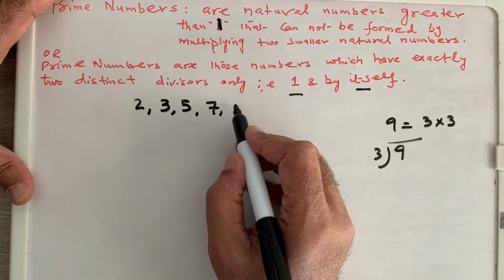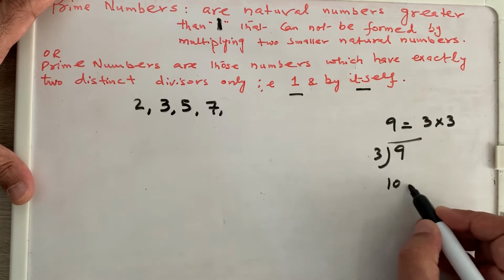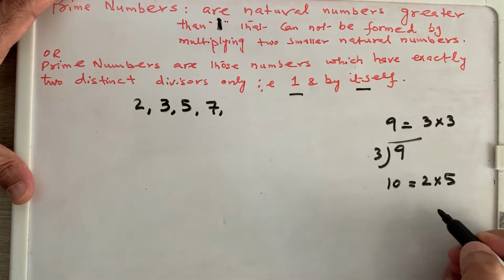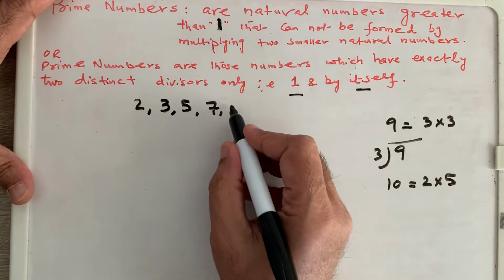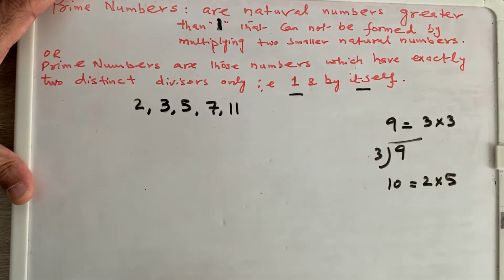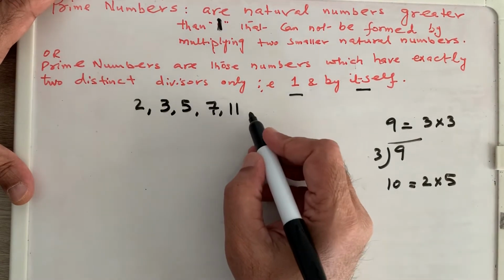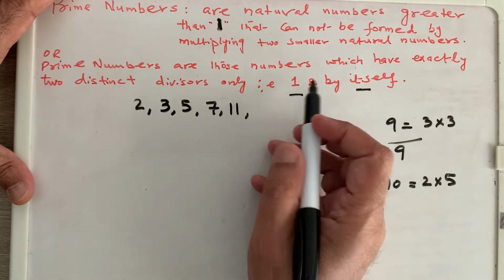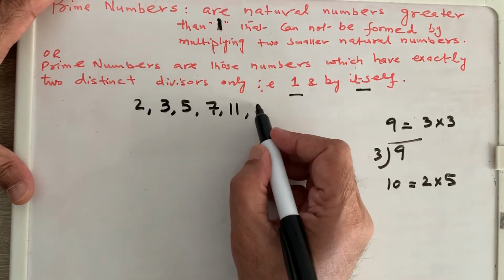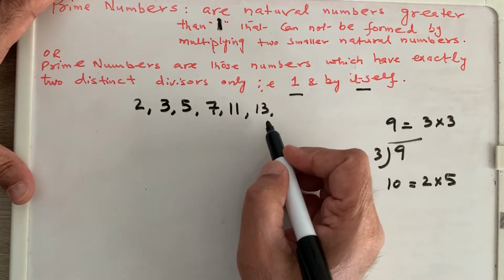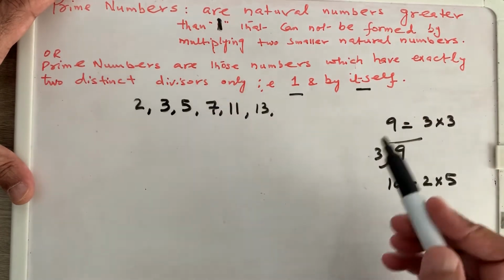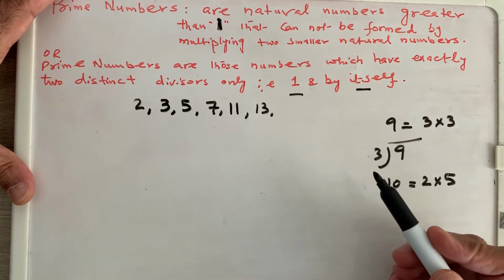10 is not a prime number because 10 can be formed by two other smaller numbers, 5 times 2, right? So 11 is a prime number. It cannot be formed by multiplying any two natural numbers. So it doesn't come in any other table, right? And it can only be divided by 1 and by itself. So 13 is a prime number. 14 is not. 15 is not. So you can learn now both definitions.